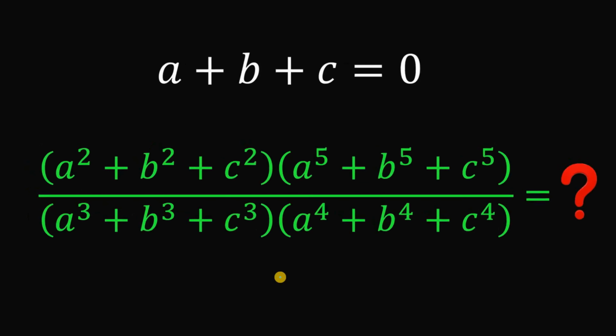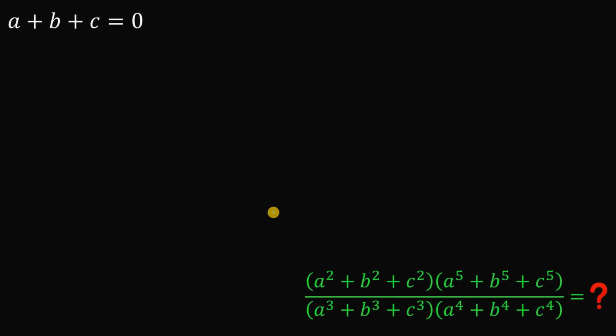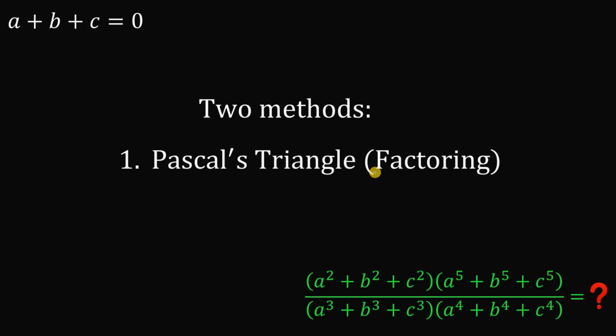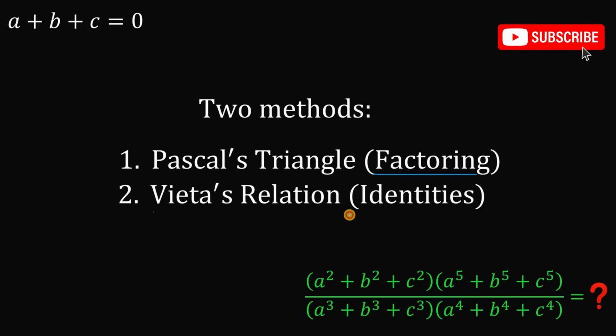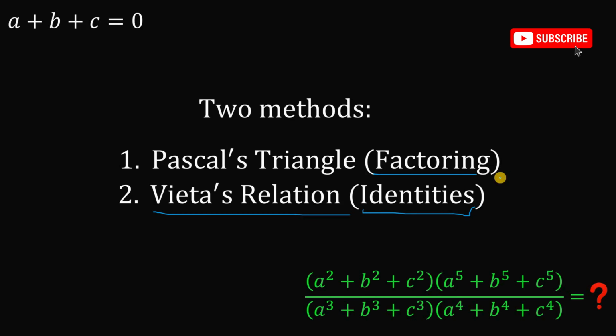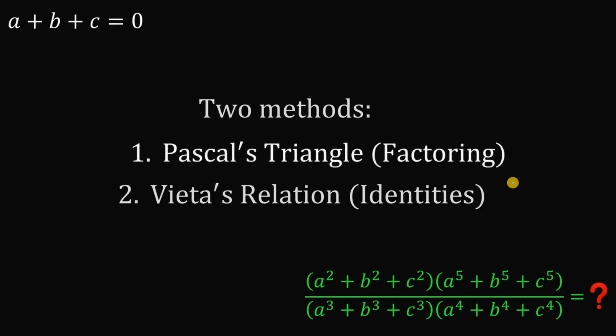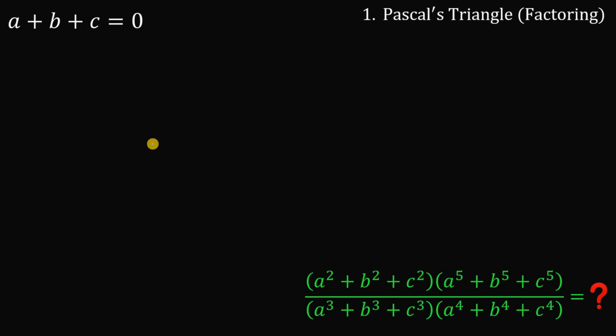And let's begin. So we have 2 possible methods for this one. Although we have a lot of possible methods to answer this kind of question, here are the 2 suggested solutions. The first one is by using Pascal's triangle and a bit of factoring techniques. And the second one is by using Vieta's relation and a lot of identities. So let's begin with number 1, the Pascal's triangle with a bit of factoring techniques.